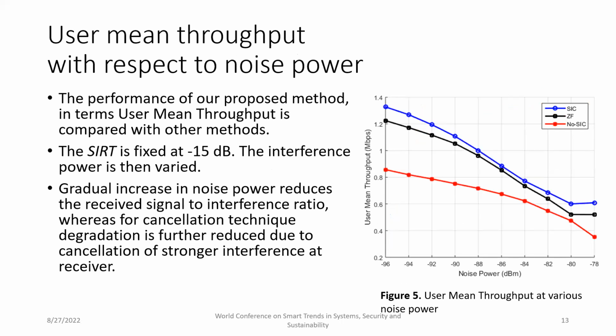User mean throughput with respect to noise power. This graph shows the noise power increased from minus 96 dBm to minus 98 dBm, and the y-axis shows the throughput. With an increase in noise, we can see that the throughput decreases. The performance of our proposed method in terms of user mean throughput is compared with other methods. The threshold is fixed at minus 15 dB, and the interference power is then varied. The x-axis denotes the interference power, which is gradually increased from minus 96 dBm to minus 78 dBm. A gradual increase in noise power reduces the received signal strength and signal to interference ratio, whereas for the cancellation technique, degradation is further reduced due to cancellation of the stronger interference at the receiver.